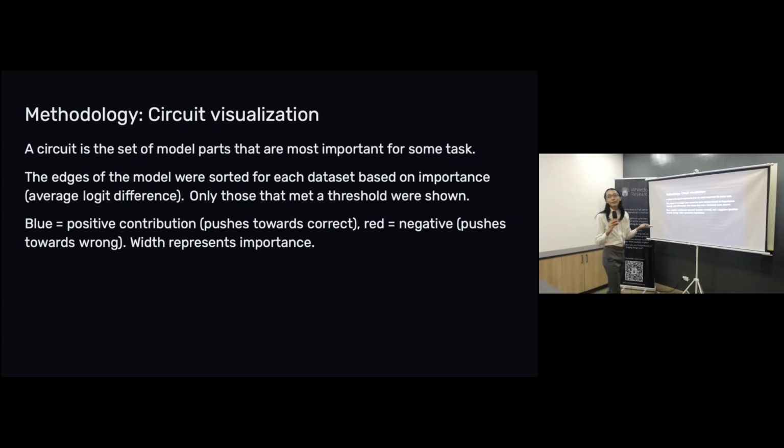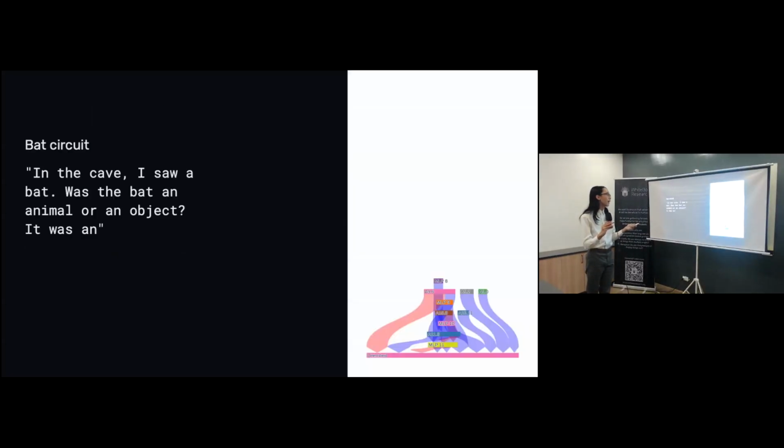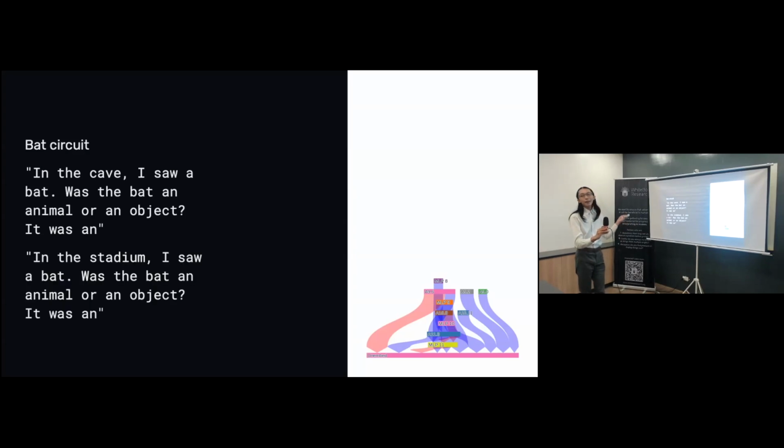So here I'm going to be showing you some visualizations. Blue means positive contribution. It pushes towards the correct answer. You sort the prompts into the correct answer and the incorrect answer. Here, the correct answer that I set was animal. Red is negative. It pushes towards wrong, and the width represents importance. So here is the bat circuit. I have an example of each of the prompts.